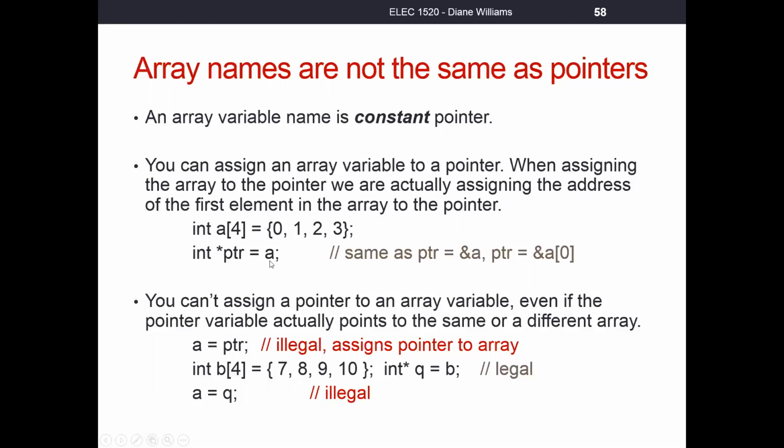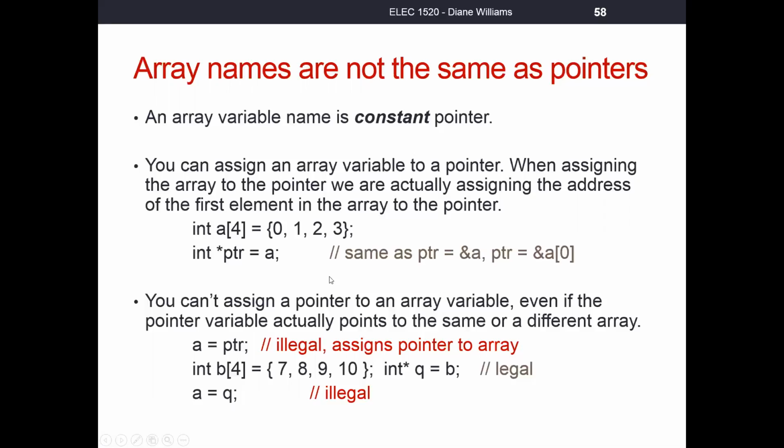So since A is the address of the start of the array, right, I'm making PTR point to this array. It's the same as PTR equals address of A, or the same as assign to PTR the address of array at index 0. Right?